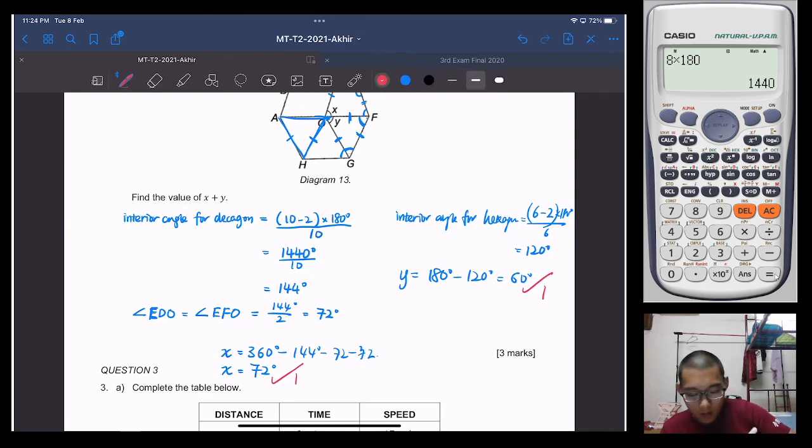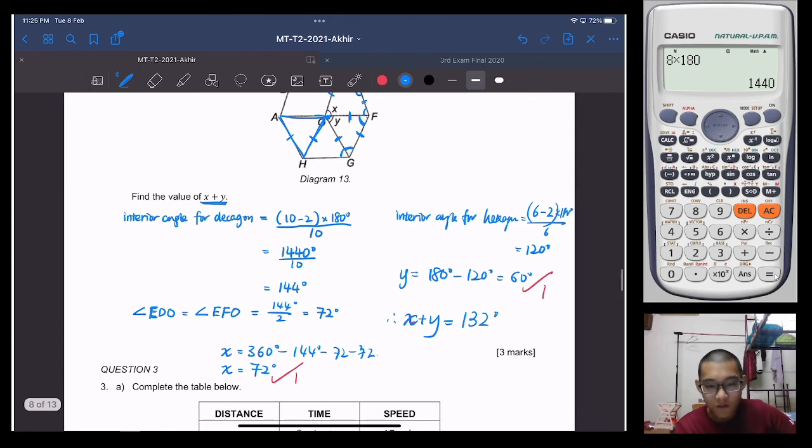Okay, so now we use x plus y. You need to x plus y. Sometimes I saw student already found answer x, already found answer y, but didn't find the x plus y. So it is 132, right? 132 degree. So make sure you put the degree sign. If not, I will not give you a mark. It's not the value, it's the size of angle in degree. Okay, so this is the first method.